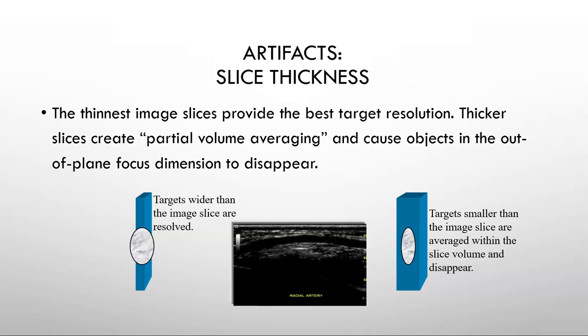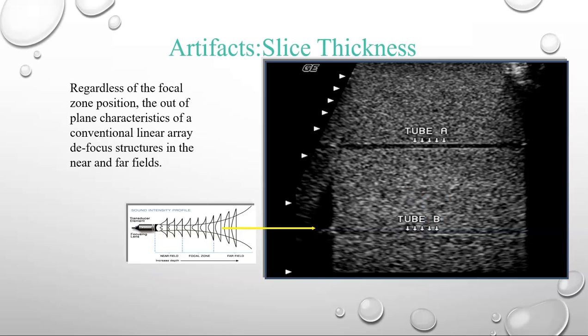So if we have a target that's wider than the image slice, it'll be completely resolved correctly, as you see in this radial artery. However, if the target is smaller than the slice thickness, then we will not be able to resolve it, and we'll see information averaged together with surrounding material, creating an artifact. Here's an example of that.